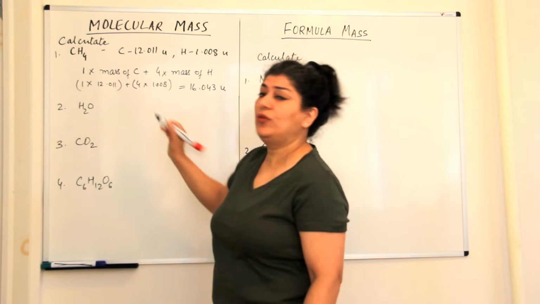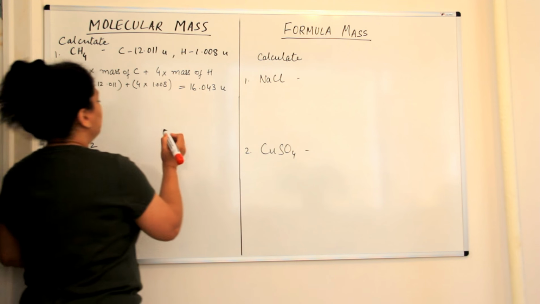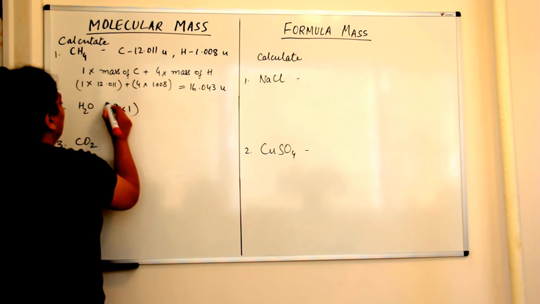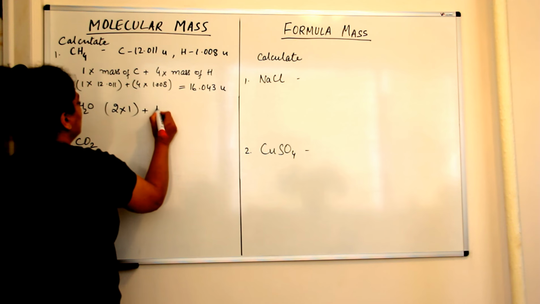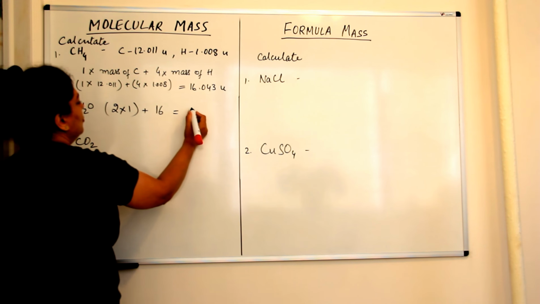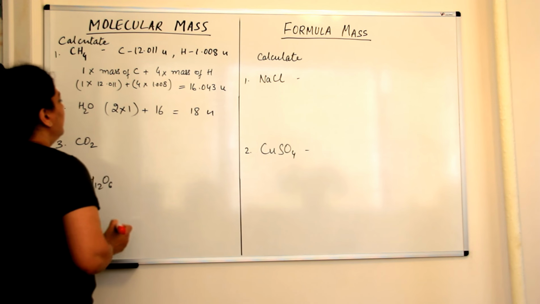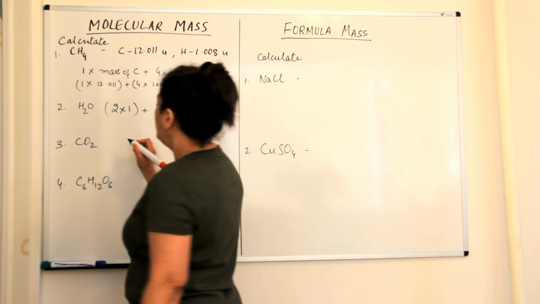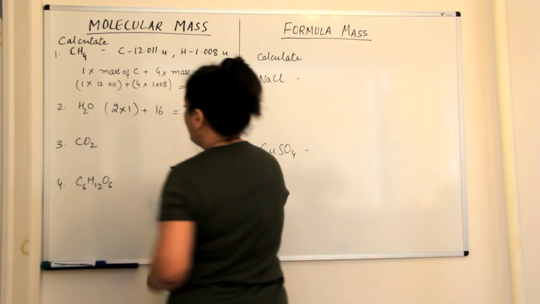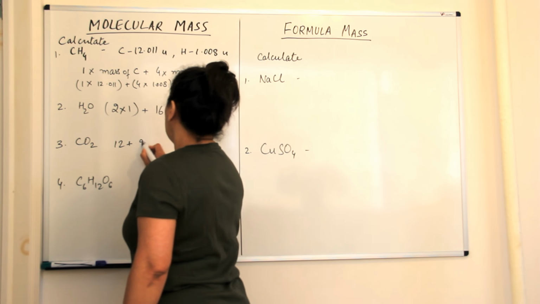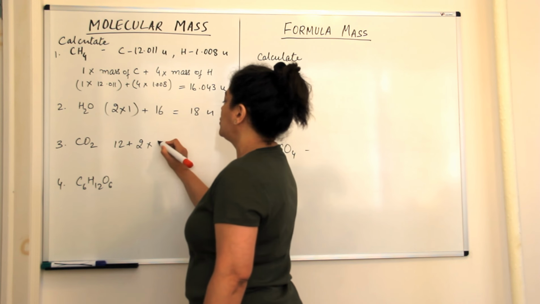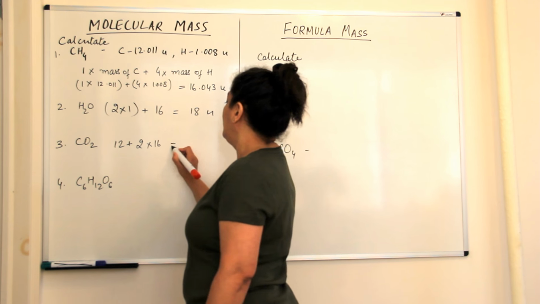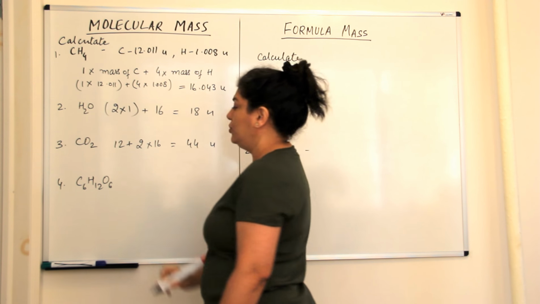Let us now calculate the mass of water. Hydrogen has a mass of 1 and there are 2 hydrogens. So 2 into 1 plus oxygen, the mass of oxygen is 16. So this will be 16 plus 2 is 18 U, would be the mass of a water molecule. What is the mass of carbon dioxide? Carbon is 12 and there's only 1 carbon. Therefore, there will be 12 plus there are 2 oxygens. So 2 into what is the mass of oxygen? 16. 2 into 16 is 32. 32 plus 12 would be 44. So this would be 44 U.